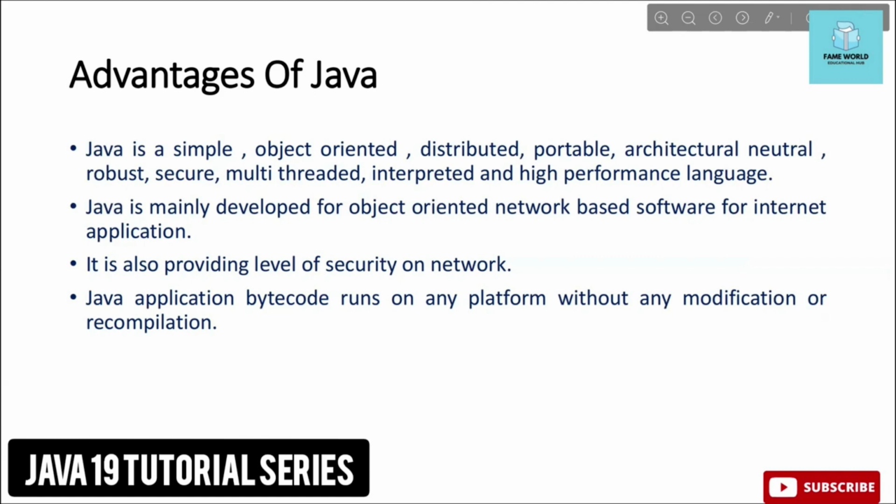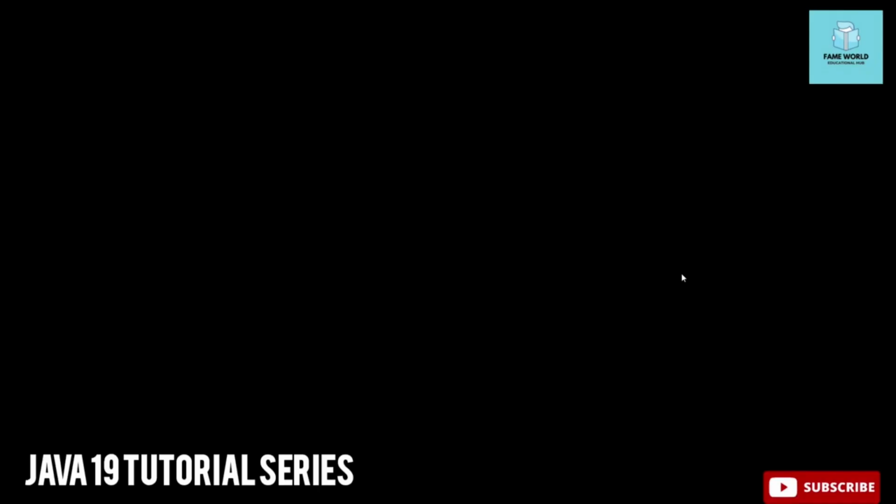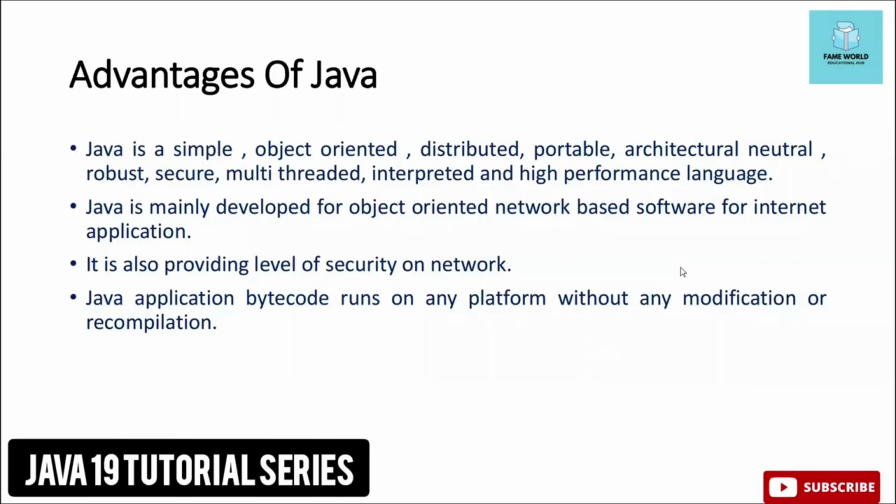And it provides a level of security on the network, and Java application bytecode runs on any platform without any modification or recompilation. You do not have to worry about it if you are creating your program on any particular platform, either Windows 10, Windows 11, Linux, or Mac. It will run on all the other platforms without any recompilation. So these are some advantages of Java.